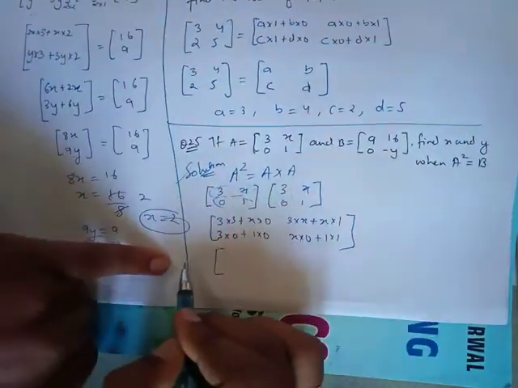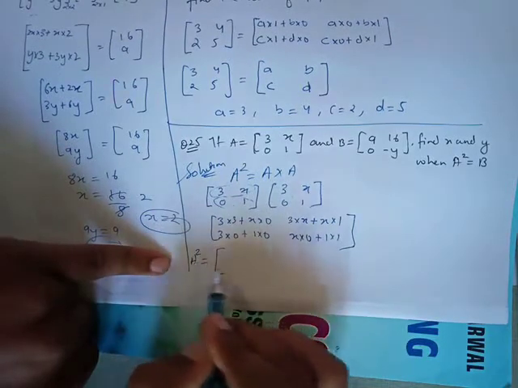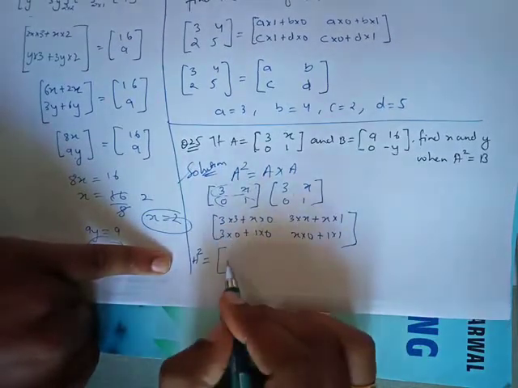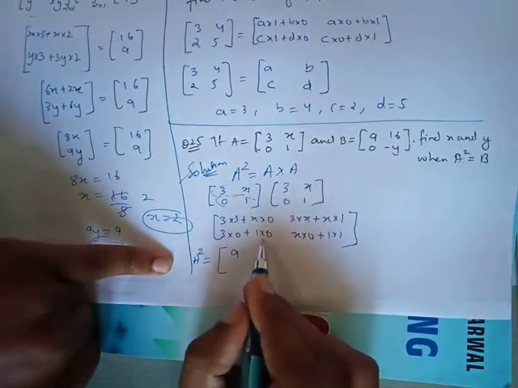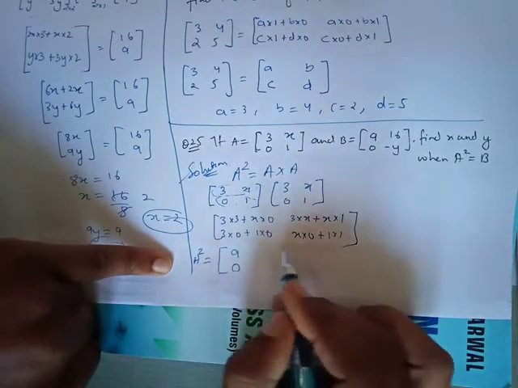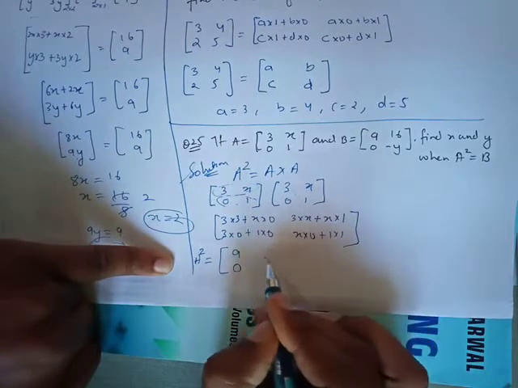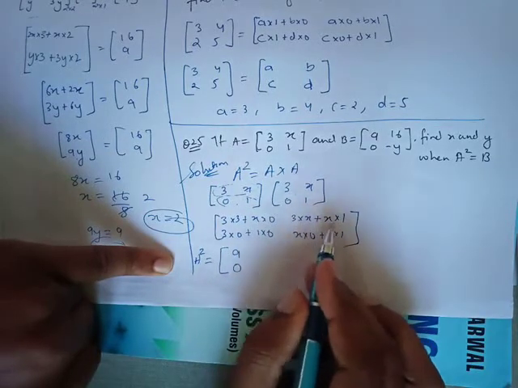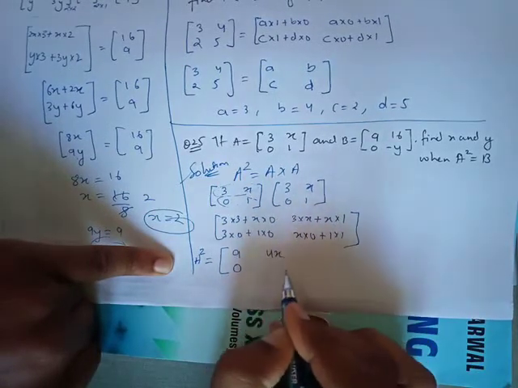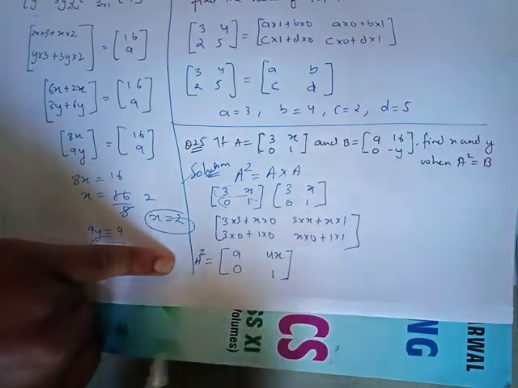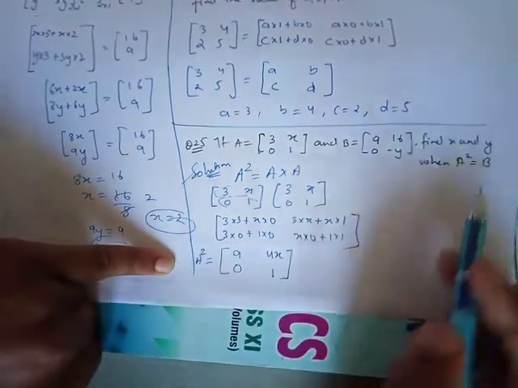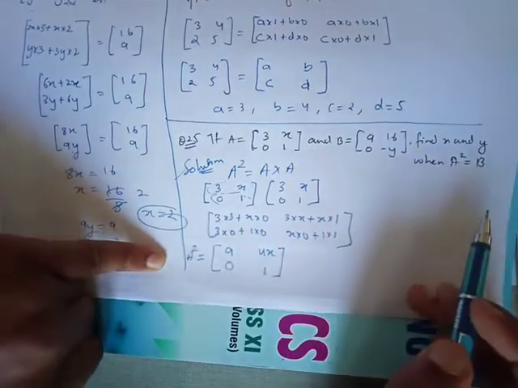What will a square be, I'll write it here. Whatever comes will be the answer of a square. 3 3s are 9 and x into 0 is 0. 0 plus 0 is 0. 3x plus x is 4x and this is going to be 1. Okay, so the value of a square has come and I already know the value of b. This is the value of b, okay.